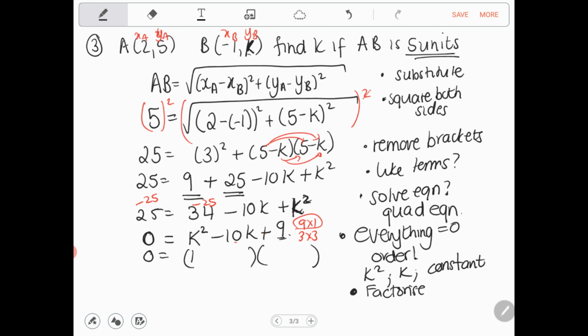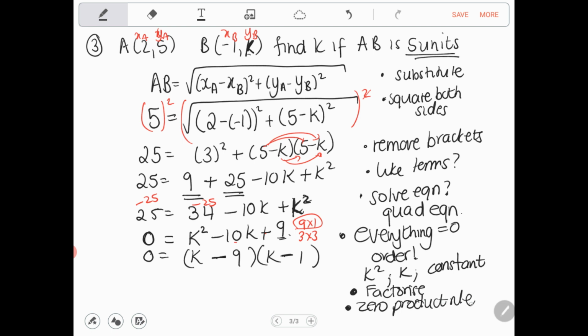All right, so we've got k and 9, k and 1. And again, we have a positive 9, so it could have been a positive with a positive to get a positive, or a negative with a negative. And this negative 10 here tells me it must have been a negative 9 and a negative 1k to give me a negative 10. Okay, zero product rule.